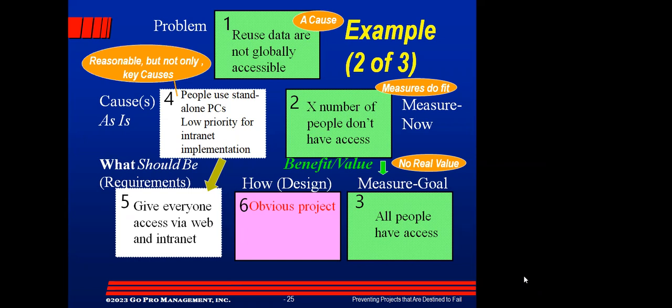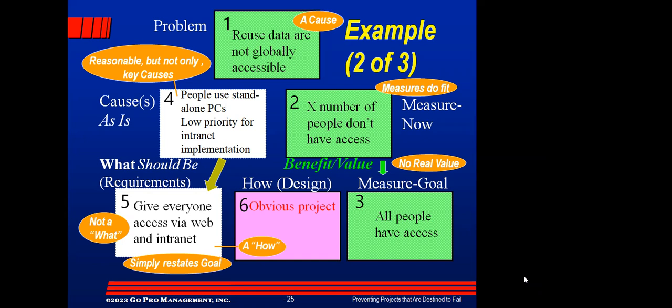People don't know where to find these things to reuse them. They don't know how to reuse them. Maybe there is nothing to reuse. Maybe they just don't want to. And "give everyone access via the web and internet" is a how, not a what, and is simply a restatement of the "all people have access" goal.